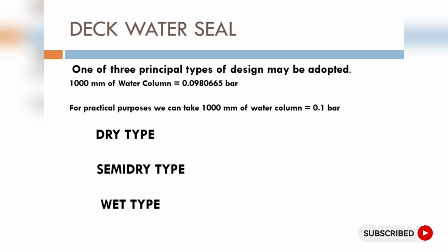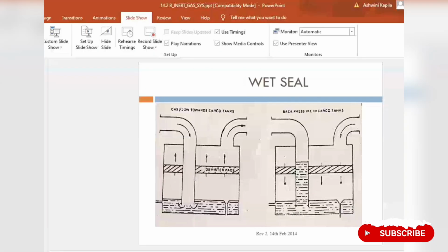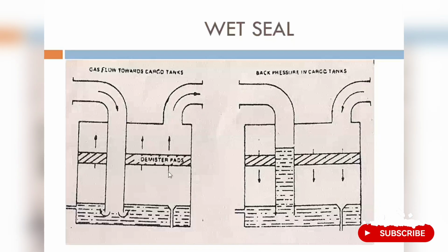Three deck seals are there: dry type, semi-dry, and wet type. I think we can stop it here, or we do one wet one. We do one and then we stop. We will repeat the same thing again in the next class.